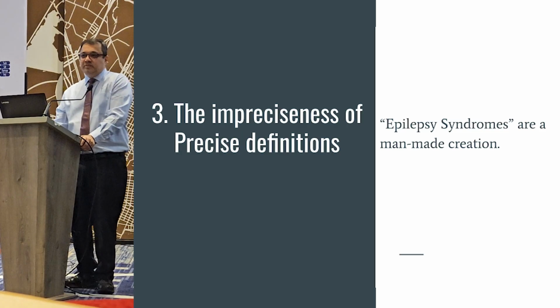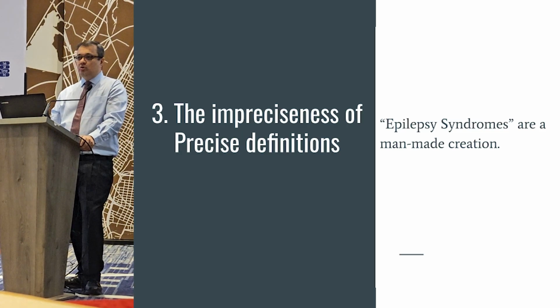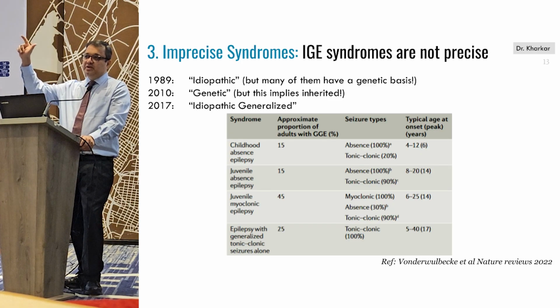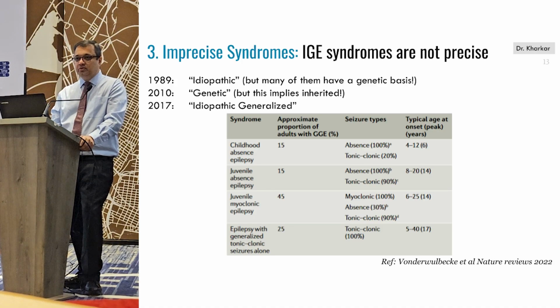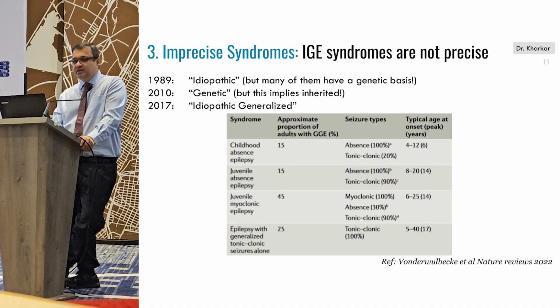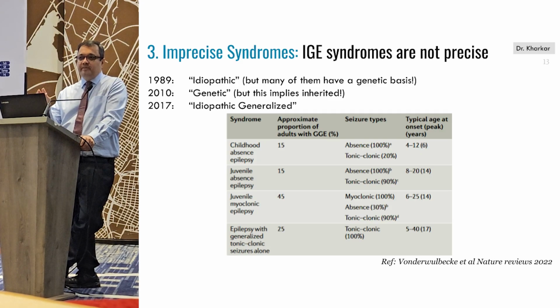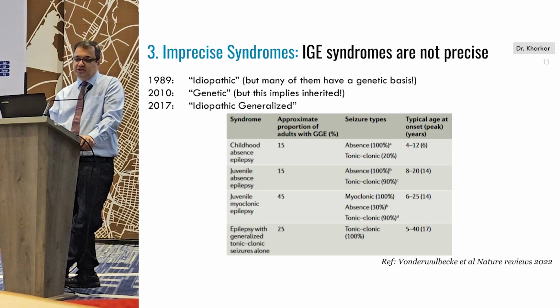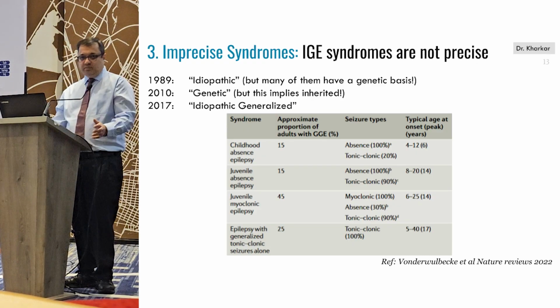We'll talk about epilepsy syndromes. We have been taught about 4 epilepsy syndromes in terms of idiopathic generalized epilepsy: childhood absence epilepsy, juvenile absence epilepsy, juvenile myoclonic epilepsy, and epilepsy with generalized tonic-clonic seizures alone. And these definitions have been made by human beings. There's a lot of imprecision between them. In fact, the very name of this category keeps on changing. In 1989, they came up with this name, idiopathic.